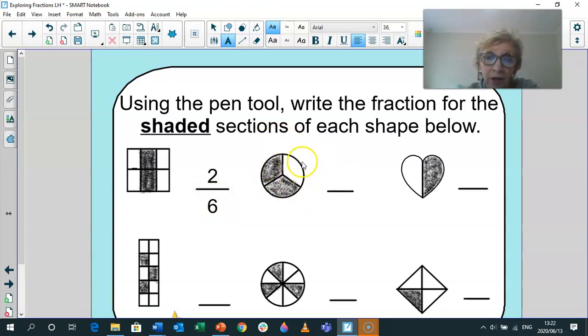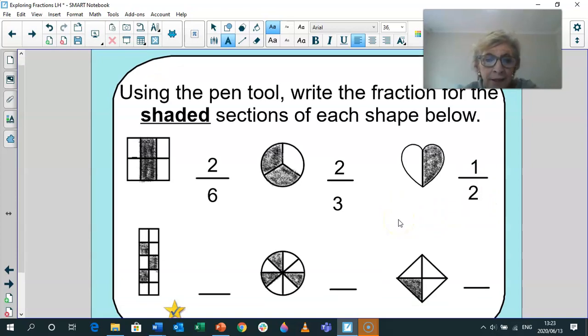Here we have another circle where we have 3 equal parts. So that circle, or that pizza, is divided into 3 equal parts, right? And how many of them are actually shaded? Absolutely right. 2 out of 3. So 2/3 are shaded. And here we have a beautiful little heart, and half of that is shaded. So 1 out of 2 parts is shaded. 1/2 is shaded, 1/2 isn't.